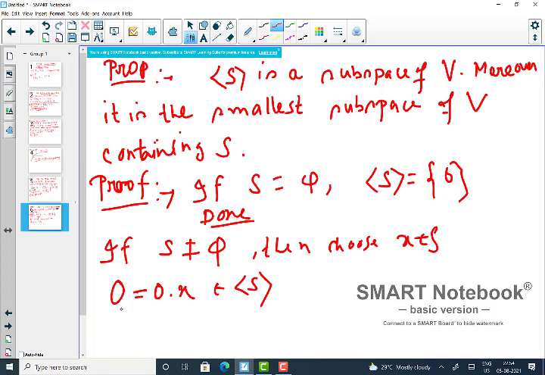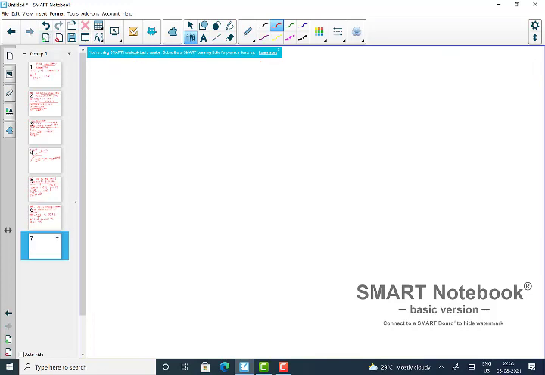to prove something is a subspace, you must have a 0 element, that is the 0 vector. And now what are the other conditions? That it should be closed under addition and closed under scalar multiplication, right? The condition 2 also you check. So you choose 2 elements. So let x and y belong to, say, the span of S.